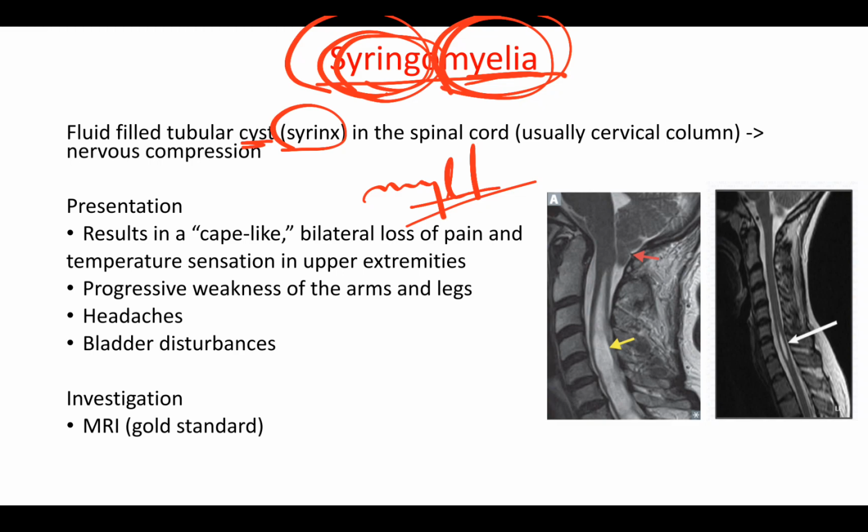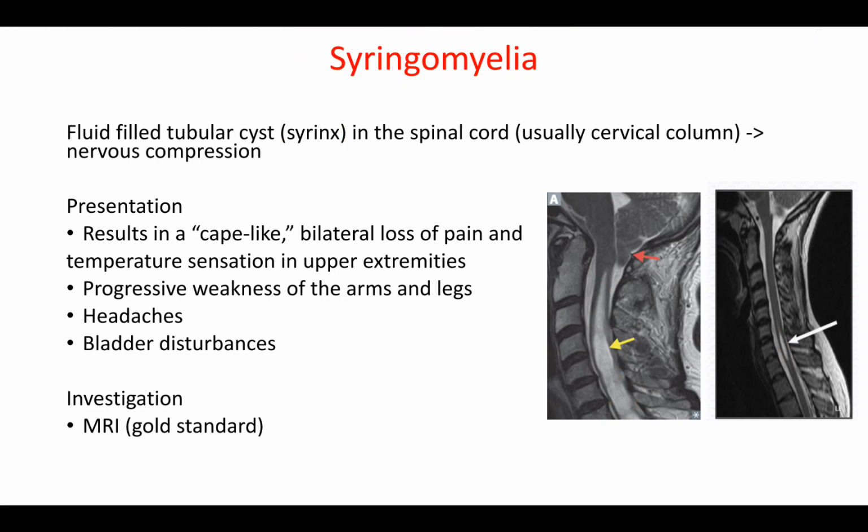As you can see in these MRI images here, this fluid-filled cyst is called a syrinx. You can see it here also, it's a small one, and here this is a bigger one. This syrinx is usually seen in the cervical column. As you can see in both these images, it is in the cervical column. This is a little bit below, but this is properly in the cervical column, right?